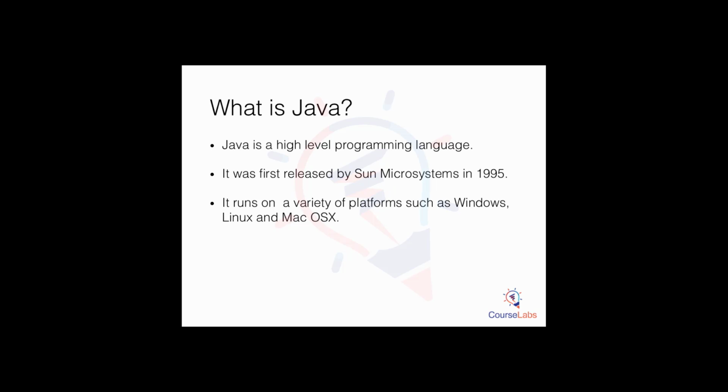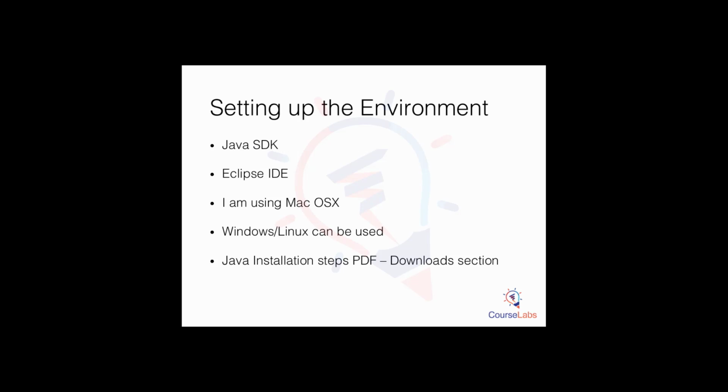Java is a high-level programming language. A high-level programming language is something that is easy for human beings to read and understand. Java was first released by Sun Microsystems in 1995. Java runs on a variety of platforms such as Windows, Linux, and Mac OS X.